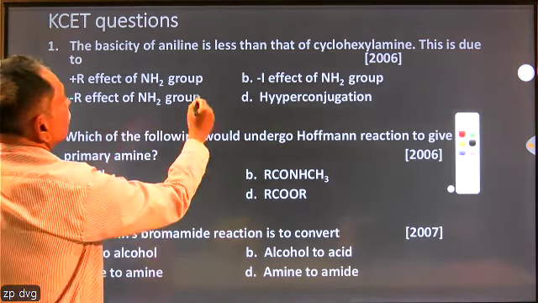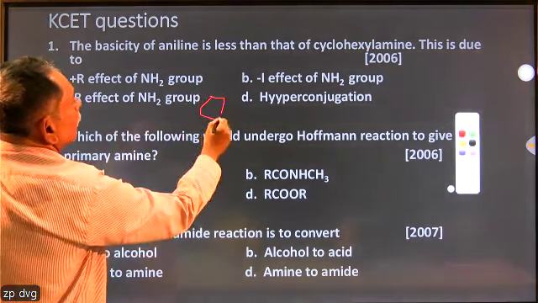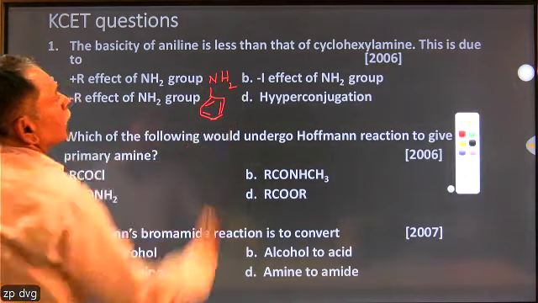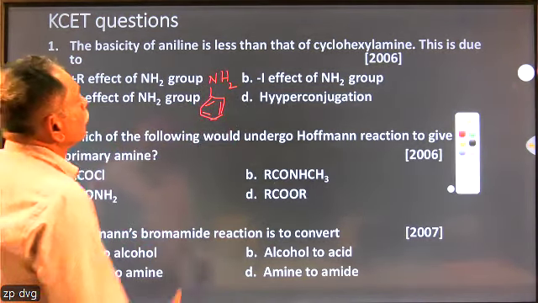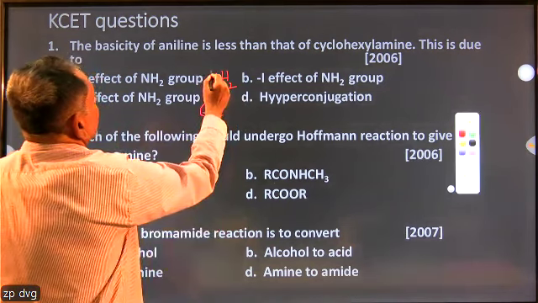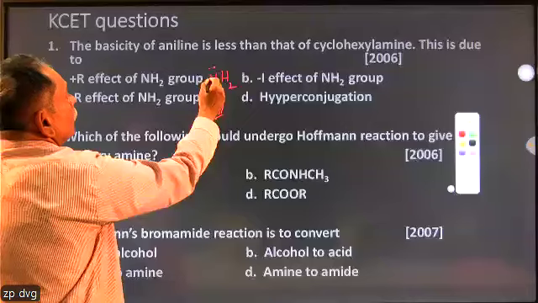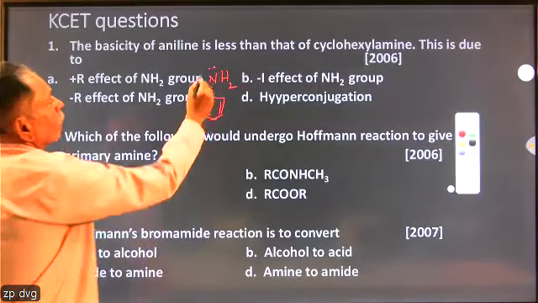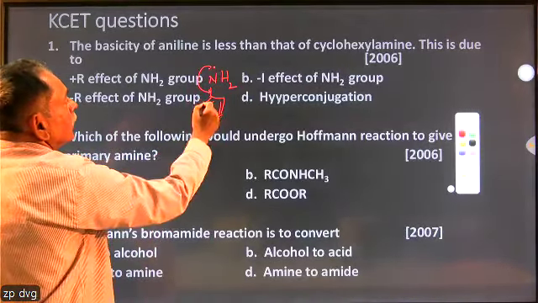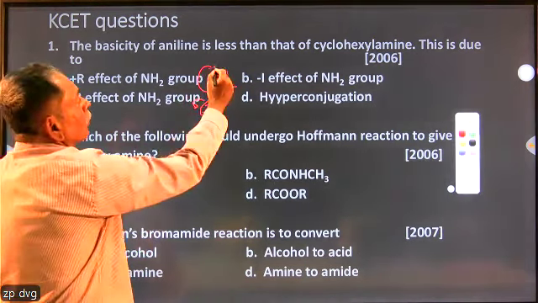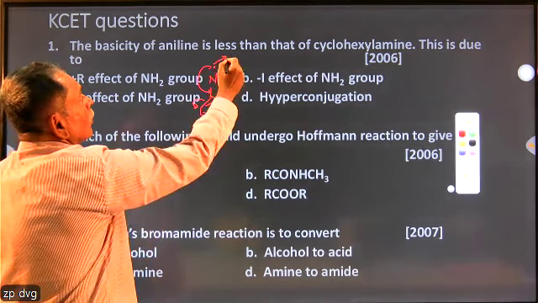So as you know, in aniline the NH2 group is directly attached to the benzene ring. Now, in case of aniline, the lone pair of electrons which are present on nitrogen are in conjugation with the benzene ring. So that is called the plus R effect of NH2 group. And that's why these lone pair of electrons are not available for donation.